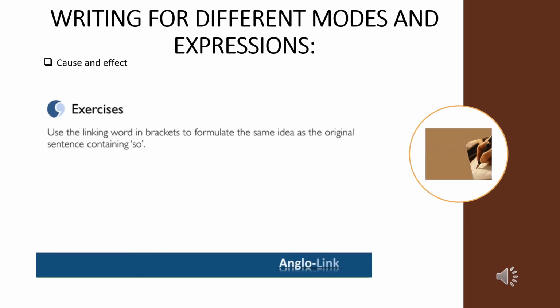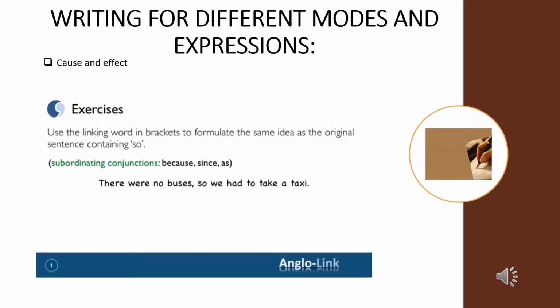Right then, let's start with number 1, practicing subordinate conjunctions because, since, and as. There were no buses, so we had to take a taxi. Because. We had to take a taxi because there were no buses. Or, because there were no buses, we had to take a taxi.